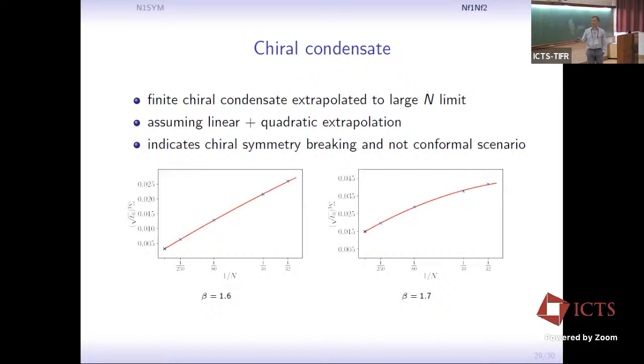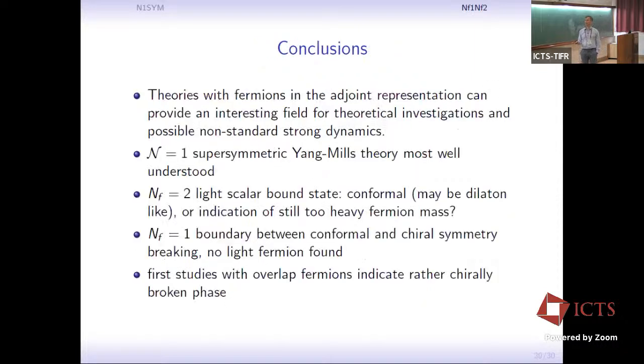What we observed is that we can do this with the chiral condensate for different lattice spacings. The chiral condensate extrapolated in this large limit gives, in our simulations, a finite value. So this would indicate that these overlap studies rather favor a chiral symmetry breaking scenario.